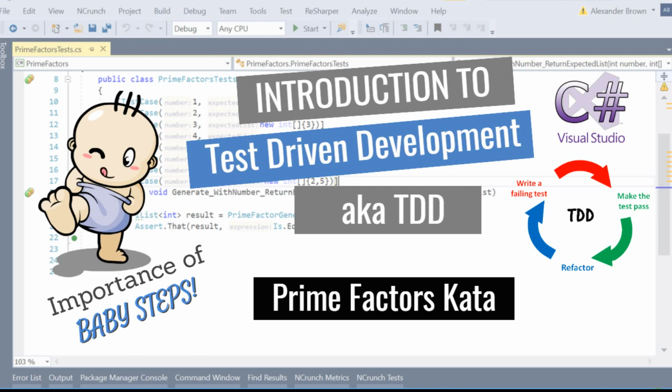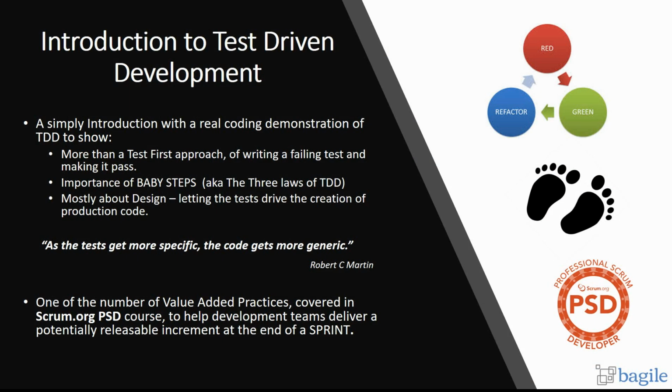Hello. We're going to do a simple introduction to test-driven development by giving a real code example, to show that TDD is more than a test-first approach of writing a failing test and making it pass. It's a test-driven approach, so we use a test approach, but we use baby steps as well. It's mostly about design and letting the test drive the creation of production code. As the test gets more specific, the code gets more generic.